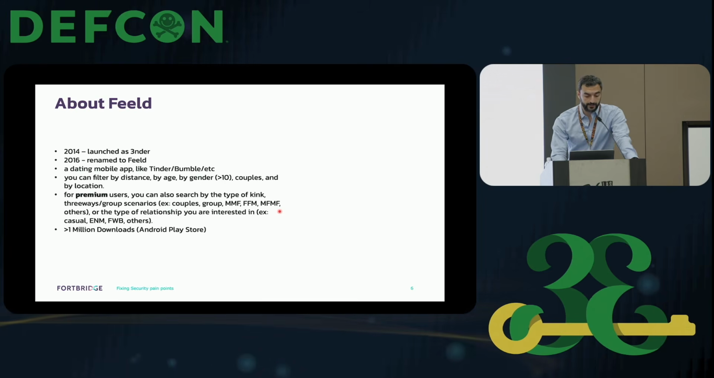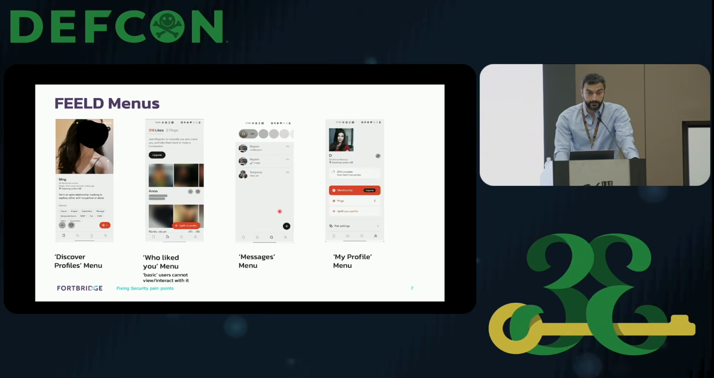So Feeld is a dating app, just like Tinder, Bumble, and others, where you can filter by distance, by age, by gender. There are more than 10 genders, couples, and by location. If you buy premium membership and you're a premium user, you can also search by the type of kink you are interested in, three-ways, group scenarios, or the type of relationship you are interested in. On Android, it has more than 1 million downloads. So this is about Feeld.